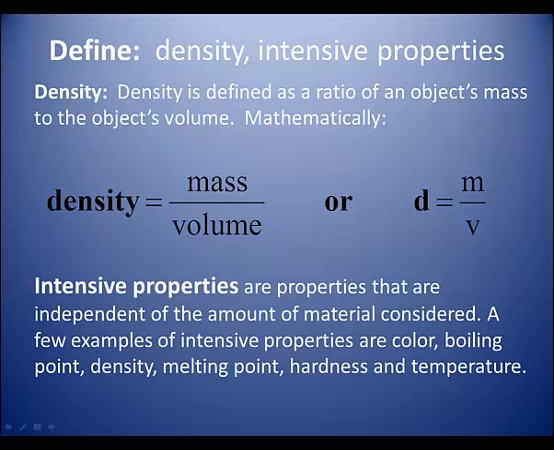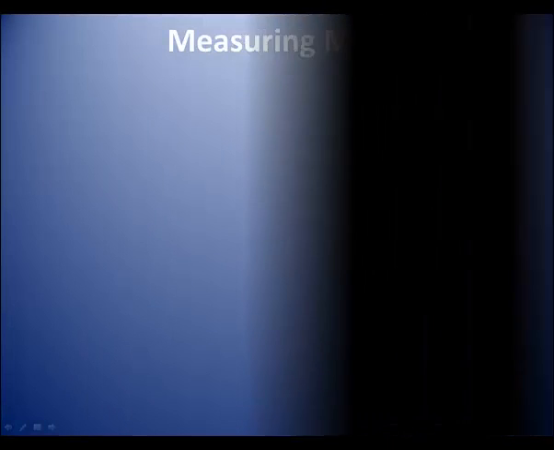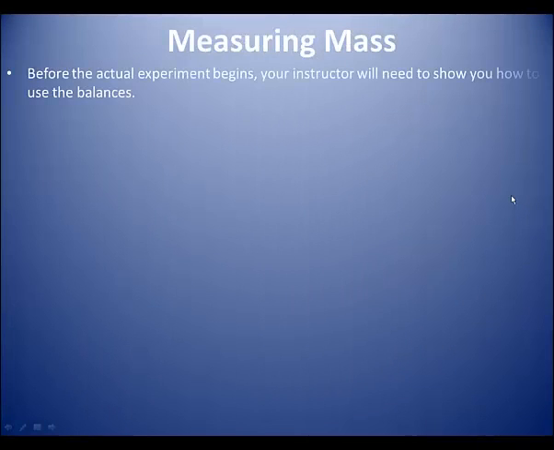I'll give you an example of an intensive property that you're probably familiar with. The boiling point of water at sea level is 100 degrees Celsius, whether you're talking about a cup of water or a gallon of water sitting on your stove so that you can cook your pasta. So an intensive property doesn't depend on the amount of material in question. That means an intensive property can be used to identify an unknown substance, which is exactly what you're going to do today. Let's talk about measuring mass in the laboratory.